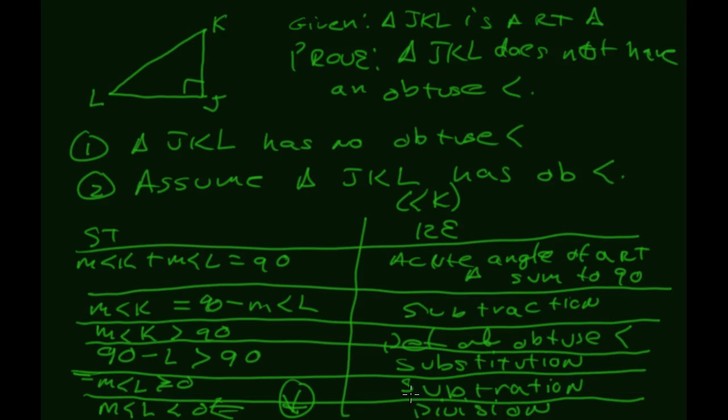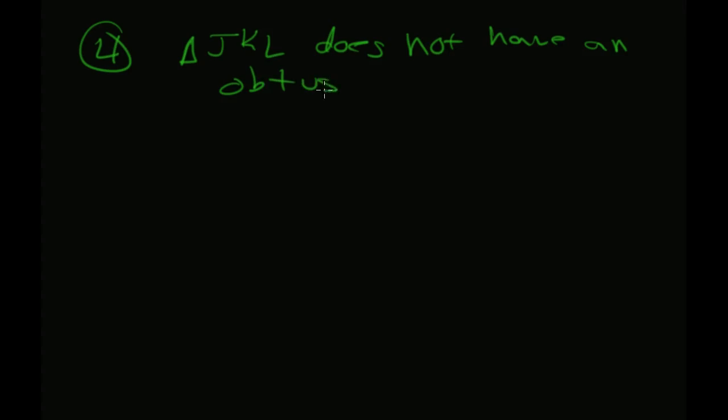If that contradiction is there, then step 4 is saying, hey, we have a contradiction, so our assumption is false. So that means that ultimately JKL does not have an obtuse angle, because if it did, then we would have to have an angle that measures less than 0, which we can't do. So no obtuse angles will be allowed.